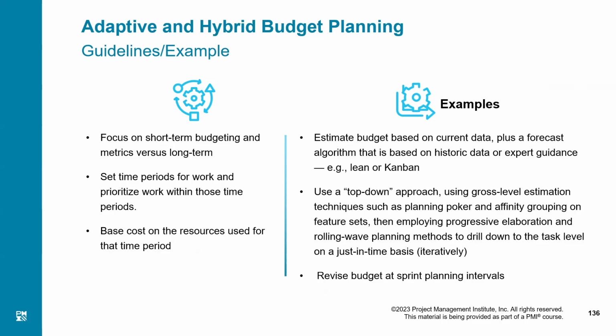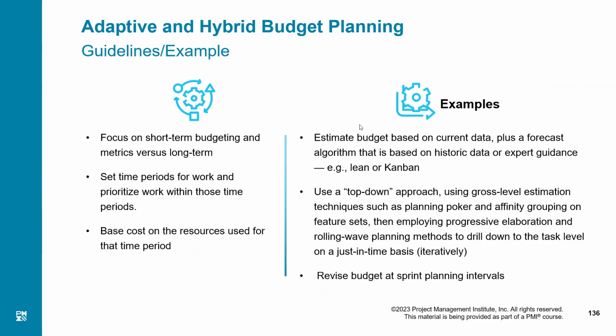And even then, things do go wrong in predictive projects. In an agile project, we are highly flexible and we are working on a very lightweight model. We work very quickly, we do our calculations very quickly, and we don't plan everything up front. Set time periods for work and prioritize work within those time periods. Those time periods are our iterations. Base cost on the resources used for that time period, like as we calculated, cost per unit, right?